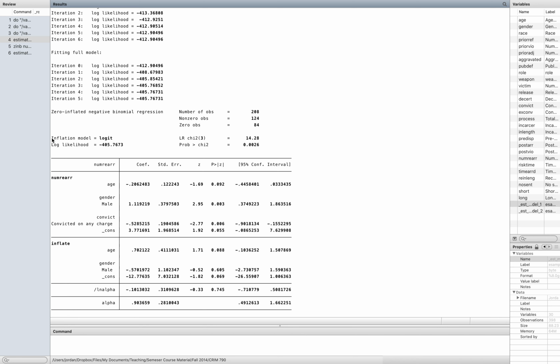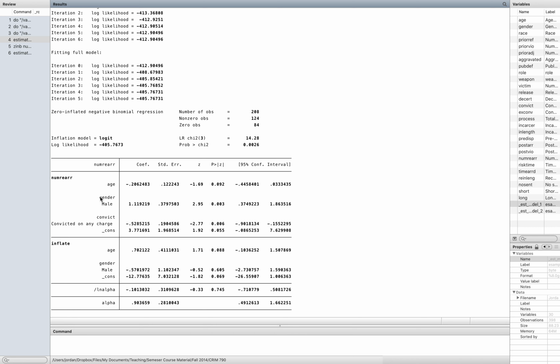You see, for the inflation model, that's the logit part of the model, predicting the membership in a certain zero category. You see that it used the logit model, so it's actually telling you that. So this part, the first part of the model, is your negative binomial regression part of the model. That's looking at the non-certain zeros. So again, just a negative binomial regression that's looking at the non-certain zeros and everybody else.